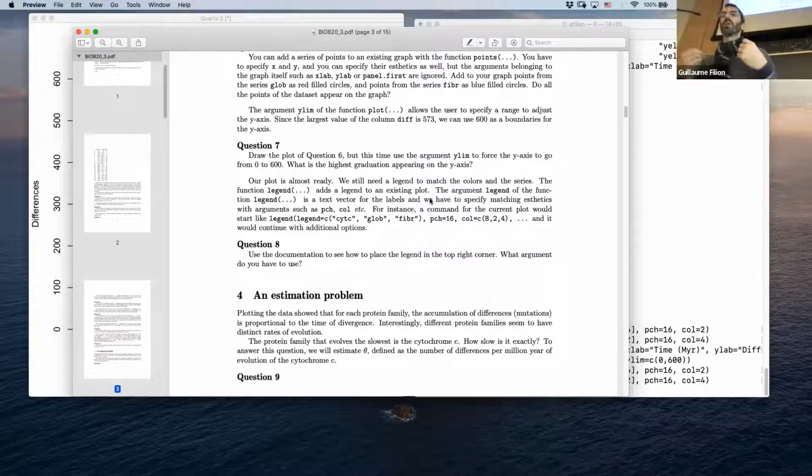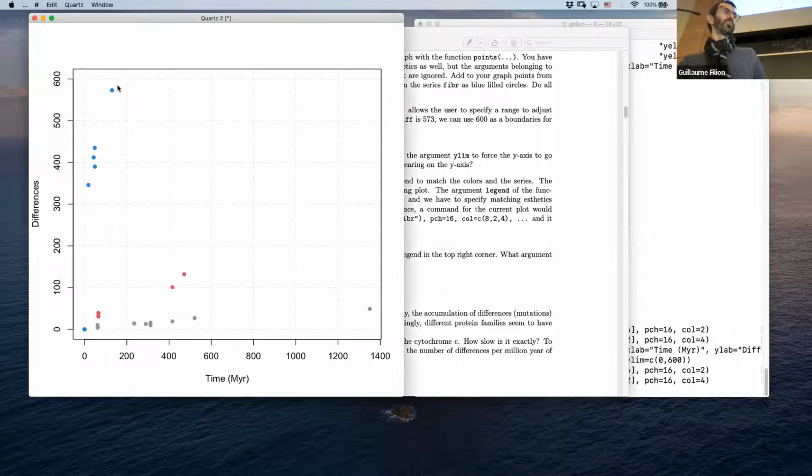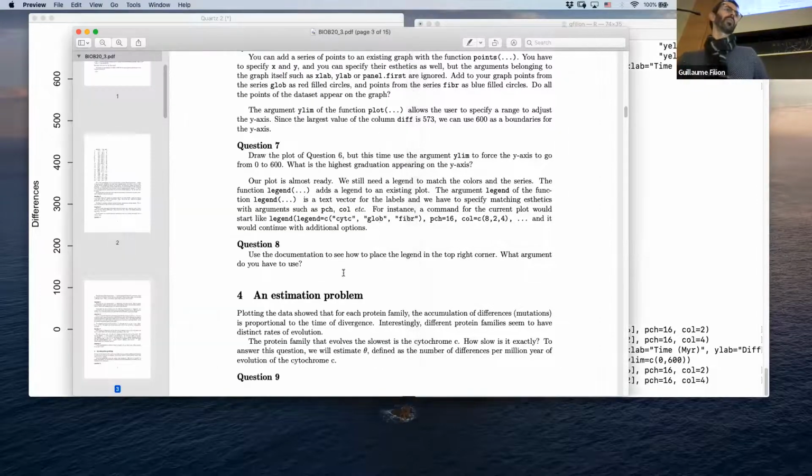And then we have to add some aesthetics to explain the aesthetics of our plot. Our plot looks like this. There's blue stuff, red stuff, and gray stuff. We have to explain what is what. Okay, that's the minimum. Once you start putting aesthetics, you have to explain them with a legend.